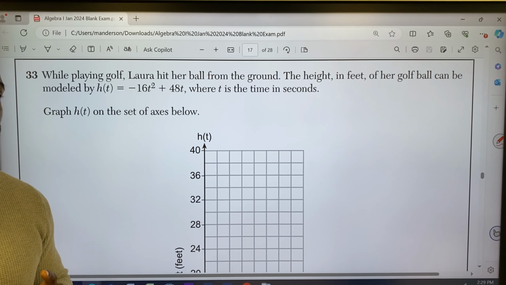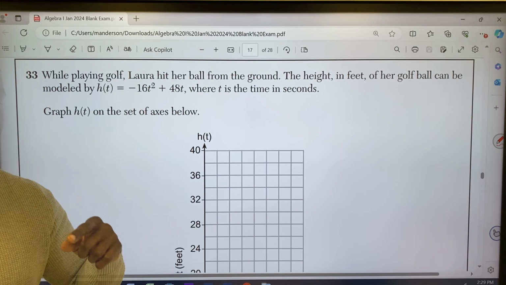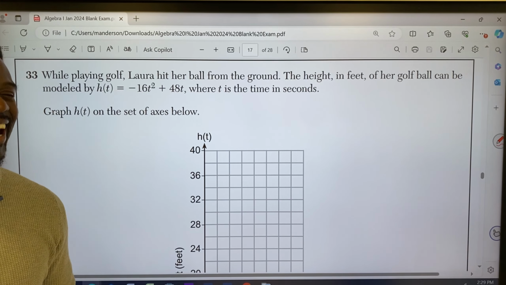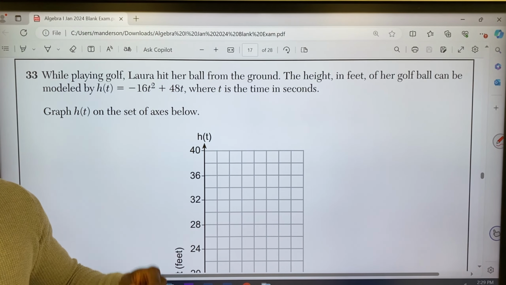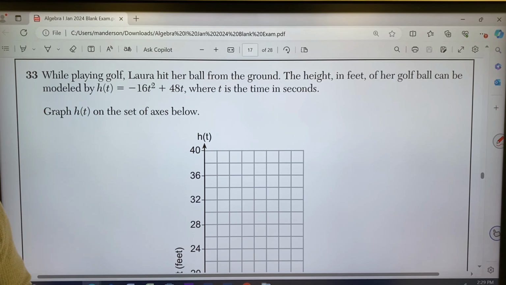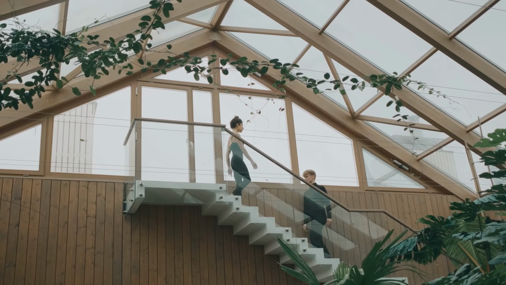What shape would that be called on a graph? I forgot what it is. It starts with a P. Parabola. Is it going to be upward facing or downward facing? Think about it. If I draw something like this, the arrows are going to be pointed downward. So it's going to be downward facing.